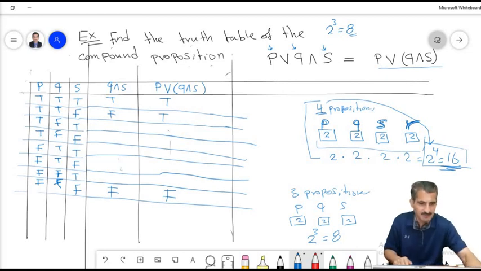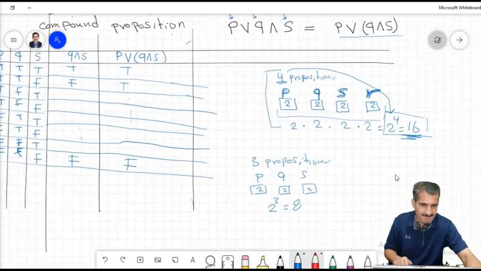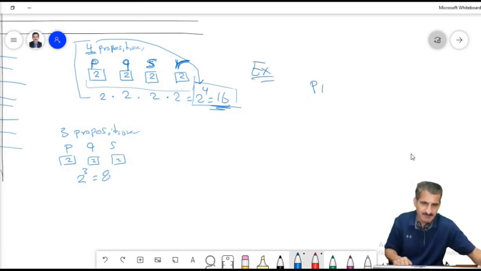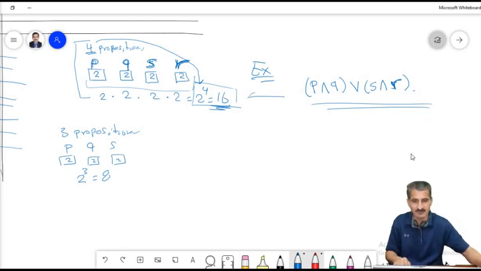Now, as an exercise, what if you compute P and Q, or S and R? Oops, this is R. So that you use four propositions, so that you use 16 cases. Okay? And this brings us to the end of this section.